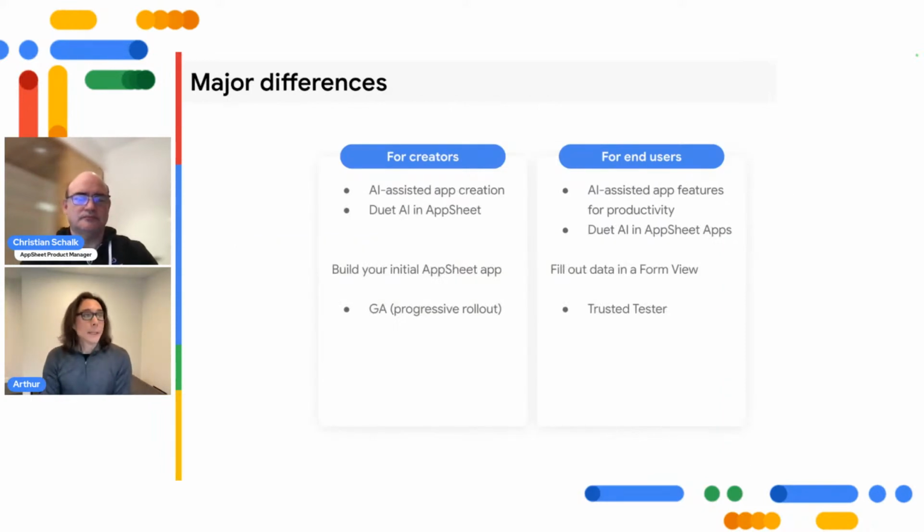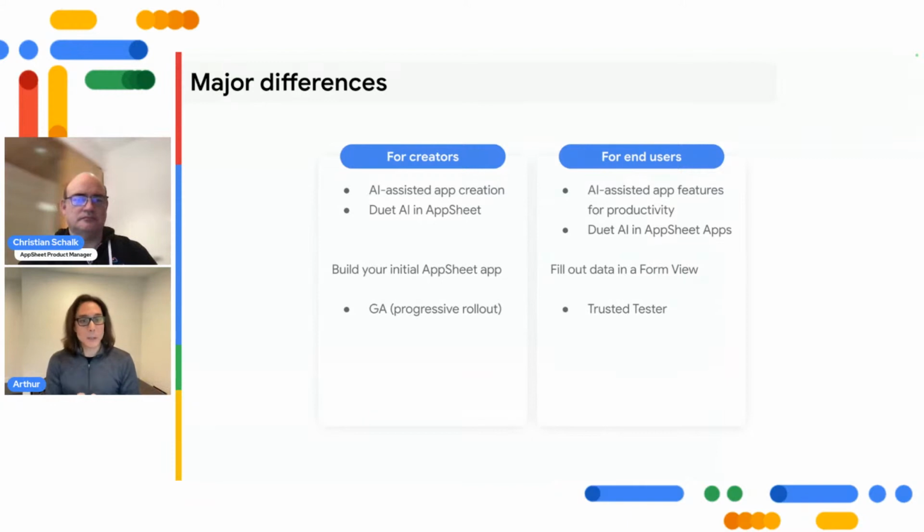And so in terms of naming, you may have heard Duet AI in AppSheet, Duet AI for AppSheet. But the way we generally distinguish the two is we say either Duet AI for creators and Duet AI for end users, but also we refer to Duet AI in AppSheet and Duet AI in AppSheet apps, right? So it tells you which Duet AI we're talking about.